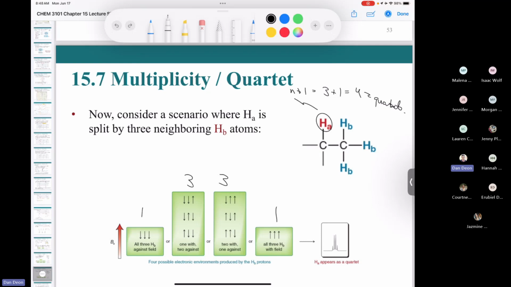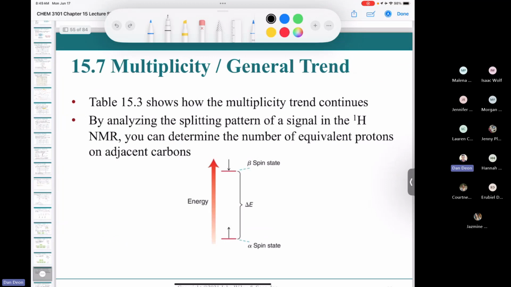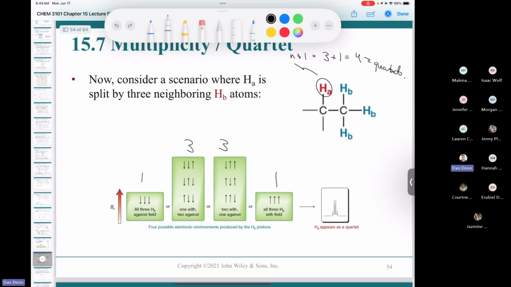Now, what constitutes a neighbor? Well, it turns out that there's 2 possibilities for neighbors that we're going to look at in just a second. But what table 15.3 shows us is how the multiplicity trend continues by analyzing the splitting pattern of a signal in the proton NMR. So you can determine the number of equivalent protons. So what we're also going to do is we're going to look at it backwards.